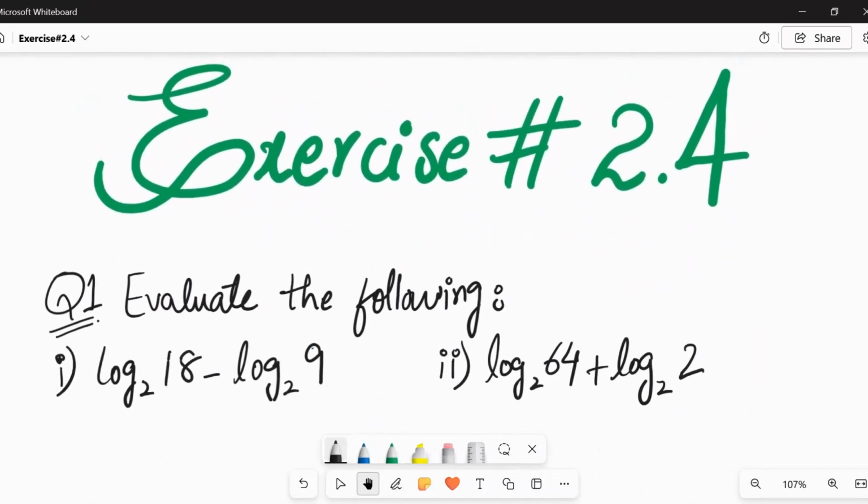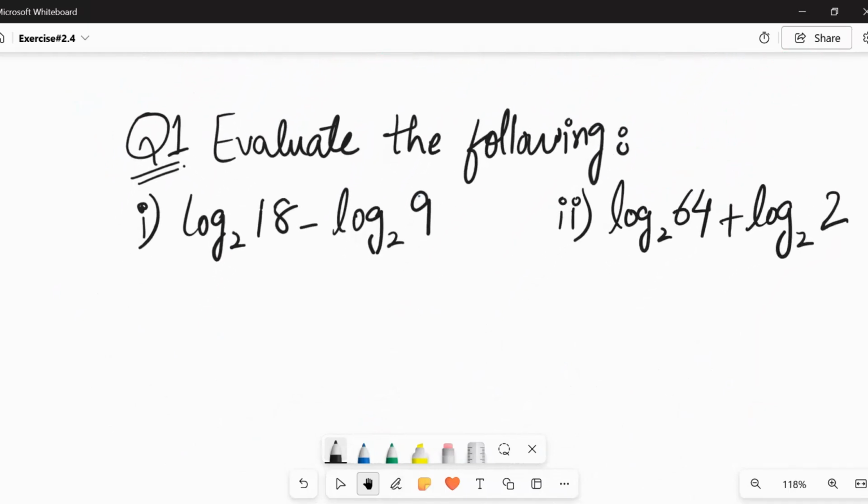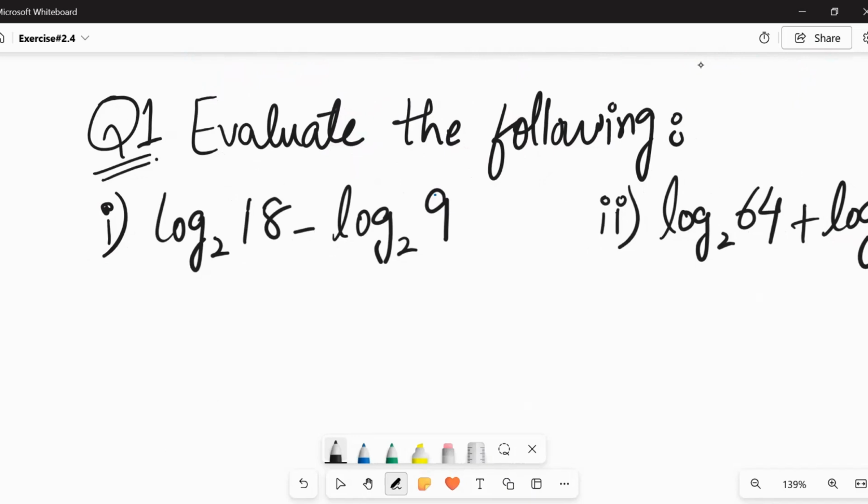So let's see what question number 1 of exercise 2.4 says. It says evaluate the following without using a calculator. So part 1 says log base 2 of 18 minus log base 2 of 9. So how can we solve it?